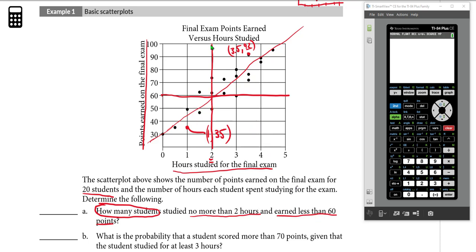So again, on the 2 hour line or to the left. Okay, that's what no more than means. So nothing to the right, on the line or to the left. And then below 60.